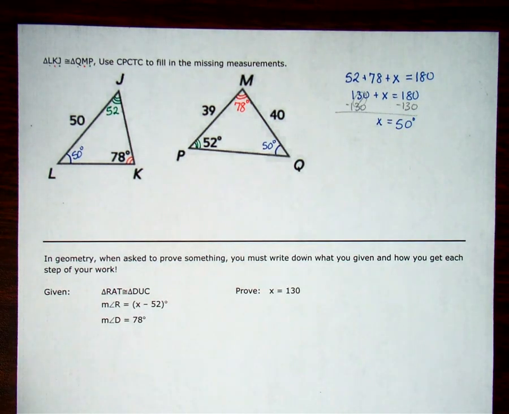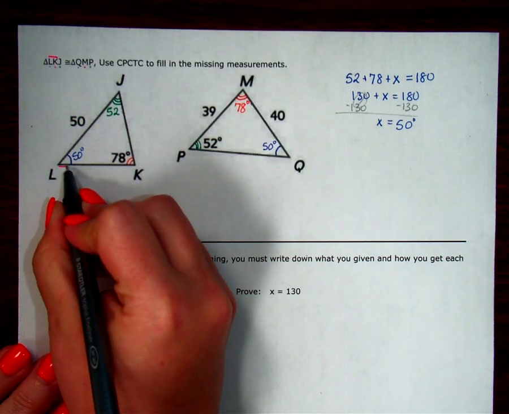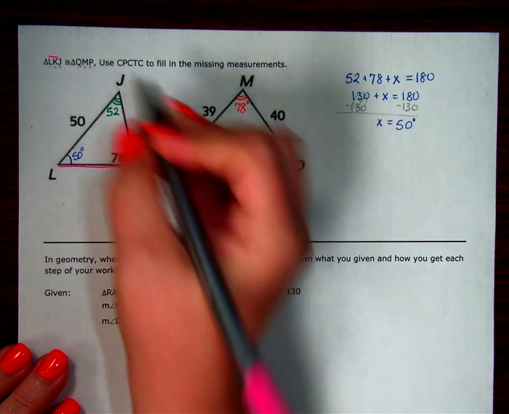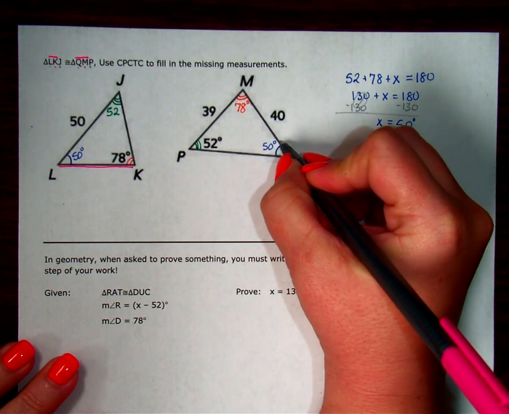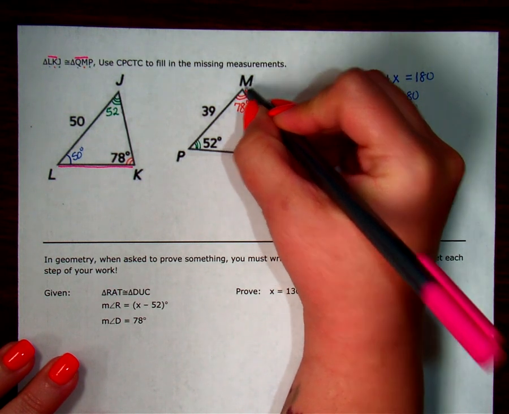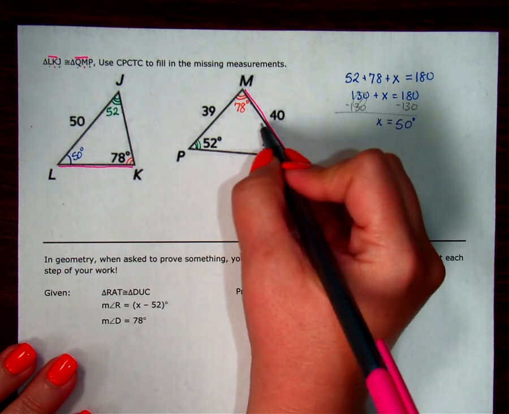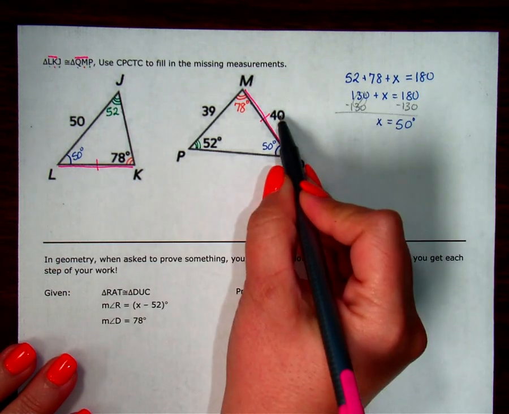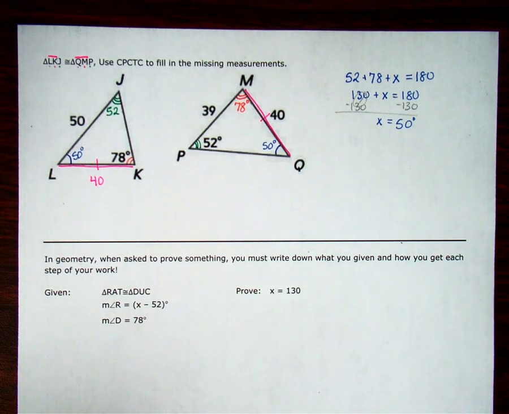Now let's look at our segments. Again, order is important, and order tells us what the corresponding or matching parts are. My first 2 letters are L and K, from L to K, and I know that's going to match up with Q, M. It's important to notice these triangles have been rotated and flipped around. So LK is going to match up. These are going to be our matching parts. So if this one's 40, this one will be 40.